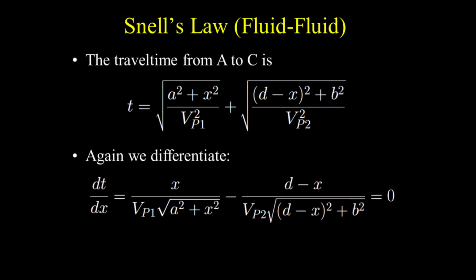Consider the P wave velocities VP1 and VP2, above and below the interface respectively. The time it takes for a ray to travel from A to C is given by this formula. Again, we differentiate the travel time with respect to x and set it to 0 because of Fermat's principle. Again, the two terms here are sine terms. The first term is the sine of the incident angle, and the second term is the sine of the transmitted angle.